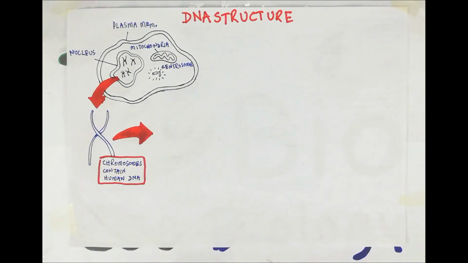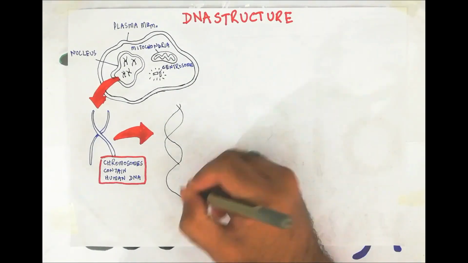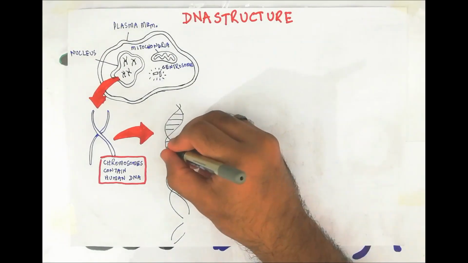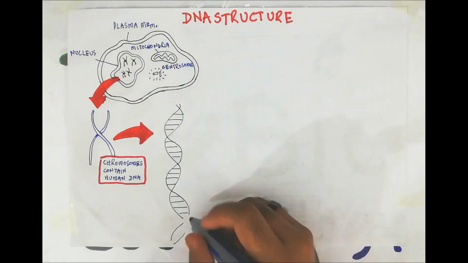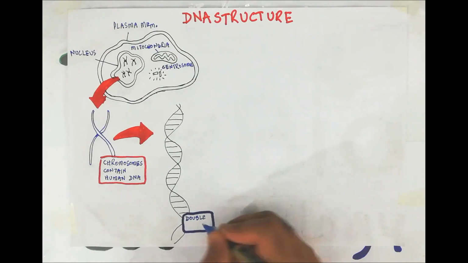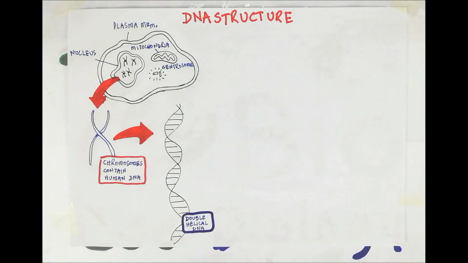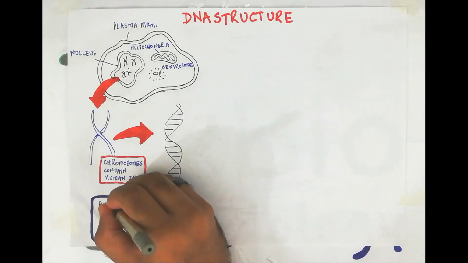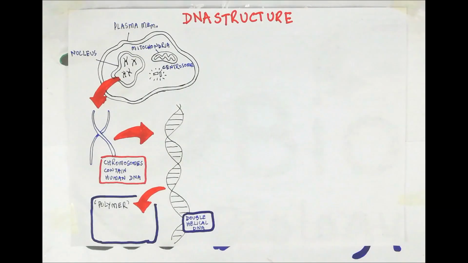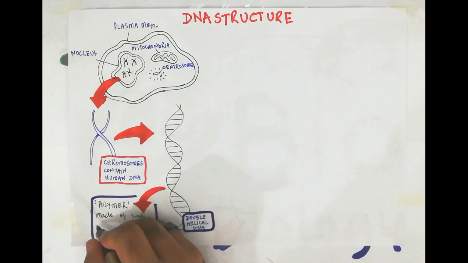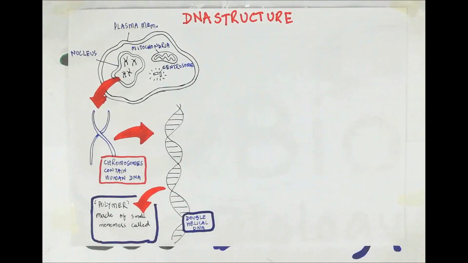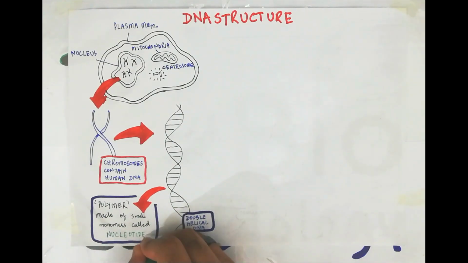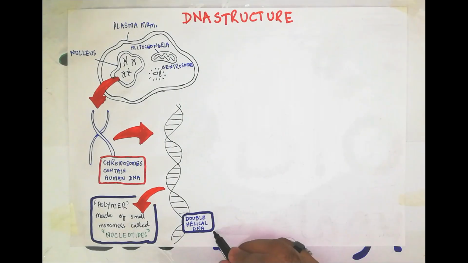Let me draw a double helical structure of a DNA. This here is a double helical structure of a DNA. So, DNA is a polymer, and polymers are basically made up of monomers. The monomers of DNA are basically very small particles called nucleotides. So the main game here is the nucleotides. If you understand the structure of a nucleotide, you will eventually understand the structure of the complete DNA.